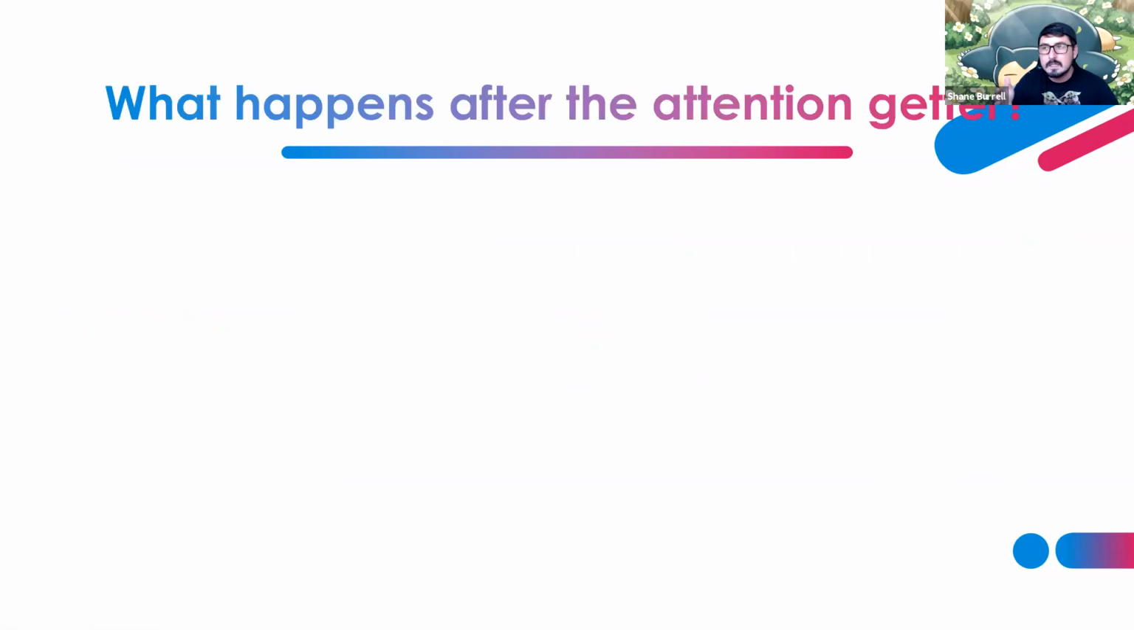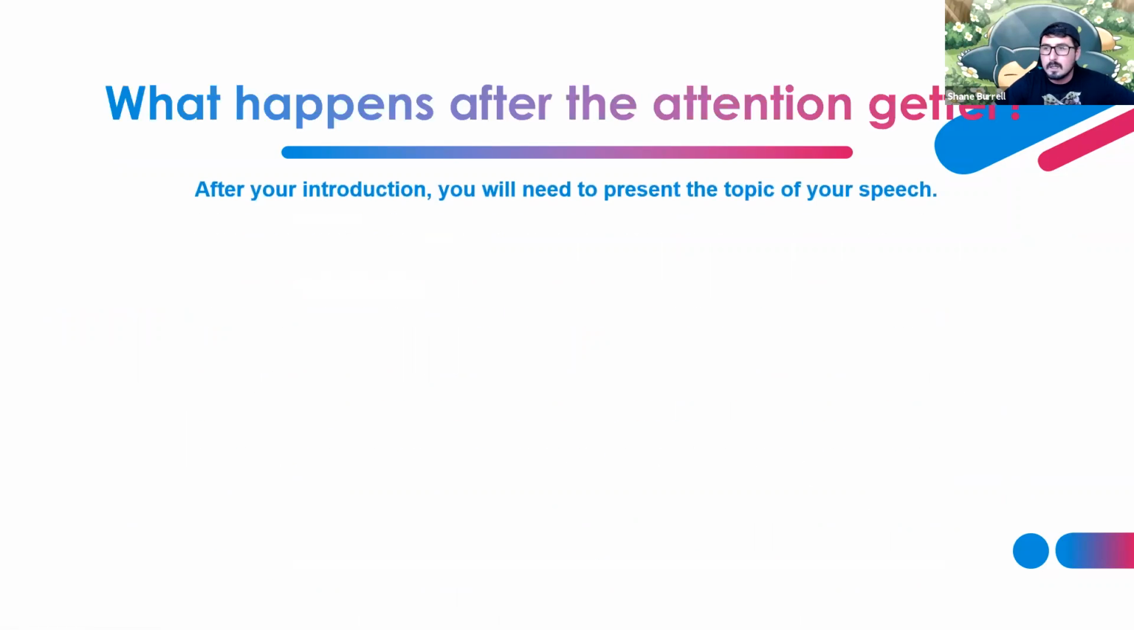All right. So you've already delivered your attention getter. So after your introduction, you're going to need to present the topic of your speech. In your introduction, you're going to be giving that, but getting the attention of your overall audience is something that you're going to need to establish before you actually get into the topic of your speech. And this is going to be very important for your informative and persuasive speeches.